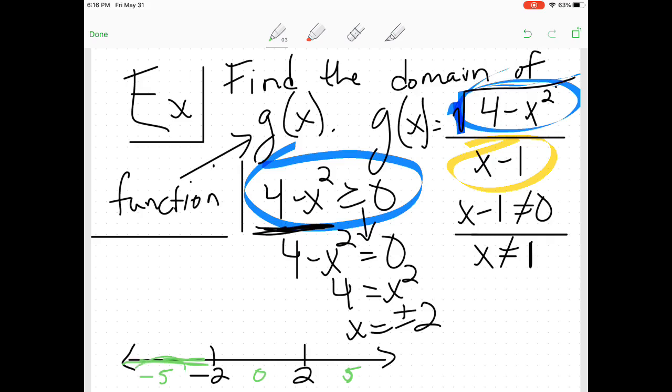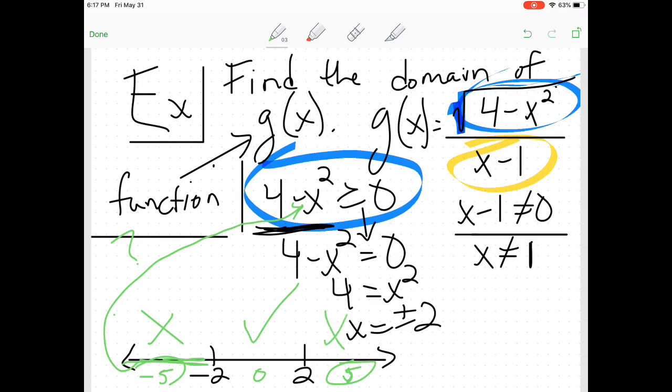Then what we can do is take this value, like we did, and let's plug it in right up here, just like we did before. Does it make this true, right? That's the question. 4 minus negative 5 squared is greater than or equal to 0. Does it make it true? 4 minus 25, that's negative 21. That is not greater than or equal to 0. So I'm going to draw an X there, right? It's not true. 4 minus 0 squared, yeah, that's greater than 0. And then again, let's take 5 and plug it in. 4 minus 25. Is that greater than 0?